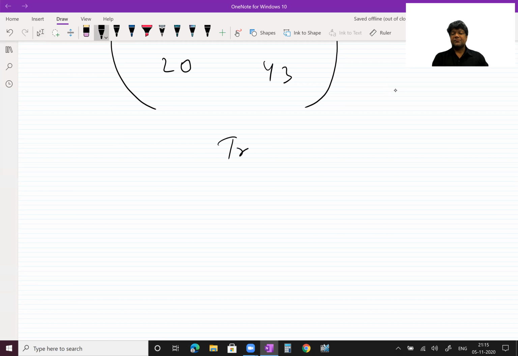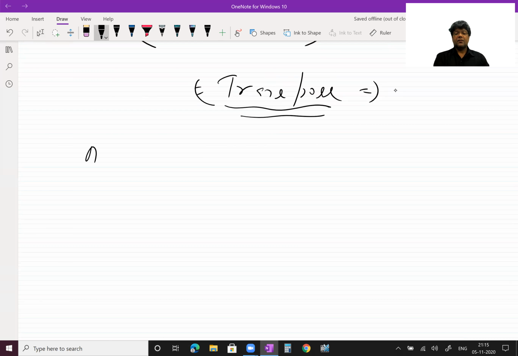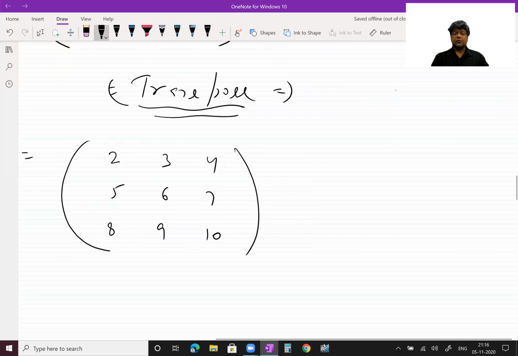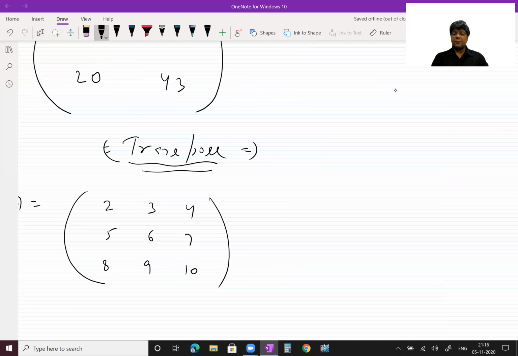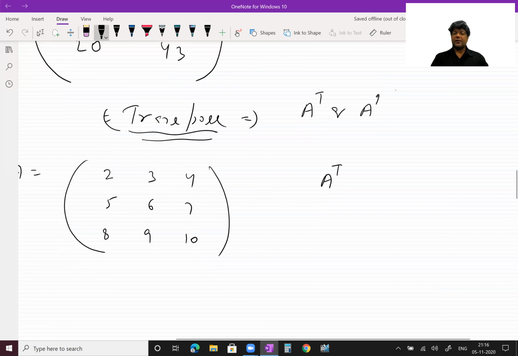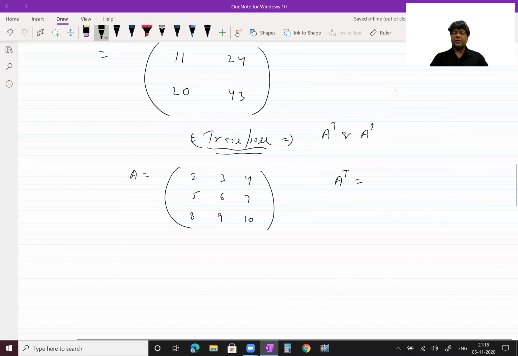Transpose of a matrix. Transpose means what? Transpose of a matrix means you will transfer rows into columns or columns into rows. For example, if A is a matrix, suppose 2, 3, 4, 5, 6, 7, 8, 9, 10. This is the matrix A. So transpose can be denoted by A T, or sometimes your book may denote by A dash. T, that at the top I have written. They may write a small, they may write capital. I am writing capital.